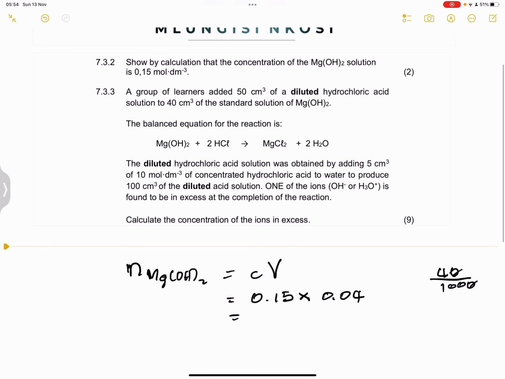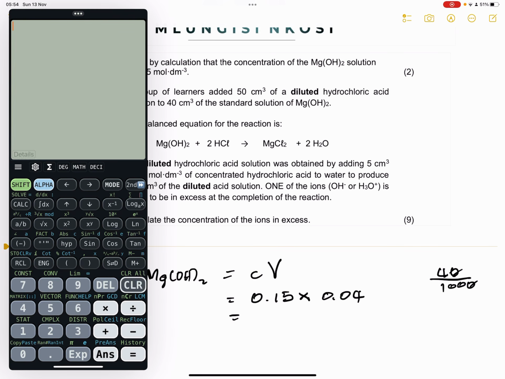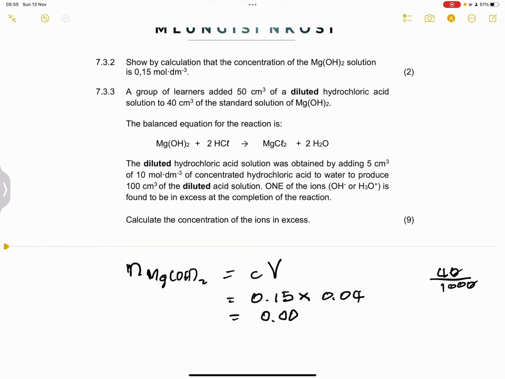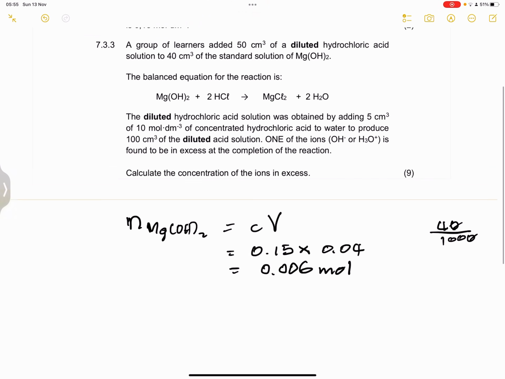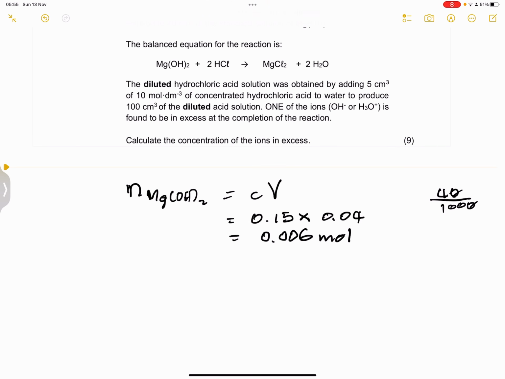So in this case, what do I have? 0.15 times 0.04, and the number of moles of magnesium hydroxide are 0.006 moles. Okay, so we've got the number of moles of magnesium hydroxide. Now let's try to obtain the number of moles of the acid so that we can see which one is in excess, right?